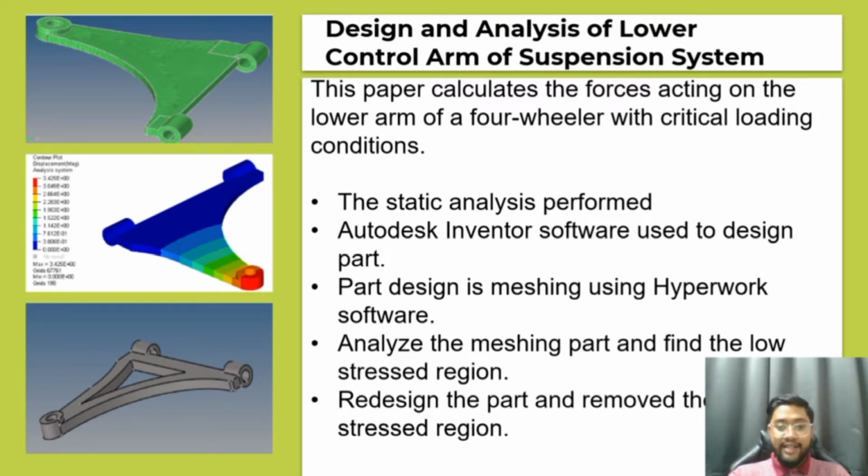The part design is carried out using Autodesk Inventor software. The dimensions are physically measured to get the design. The part design is meshed using HyperWorks software. In this meshing, the 3D mesh contains hexa and penta elements. After that, they analyze the meshed part to find the low stress region. They manually redesign the part and remove the low stress region.